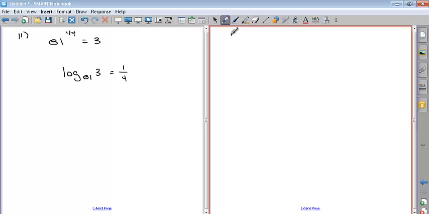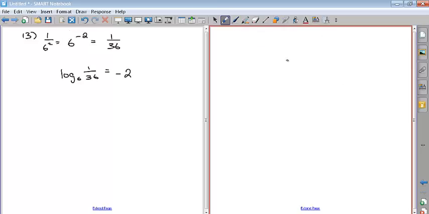Okay, 13. 6 to the minus 2 power is equal to 1/36. Again, the base of the log function is the base of the exponent. The argument of the log function is 1/36, and the answer is -2. So when we look at this, it says, what number do we raise 6 to get 1/36? Well, the answer would be -2, because 6 to the -2 power is 1 over 6 squared, and 6 squared is 36.